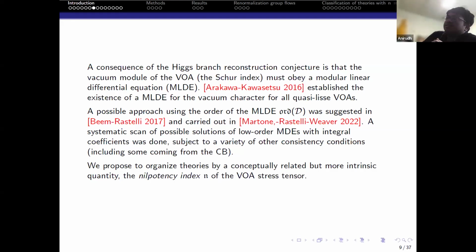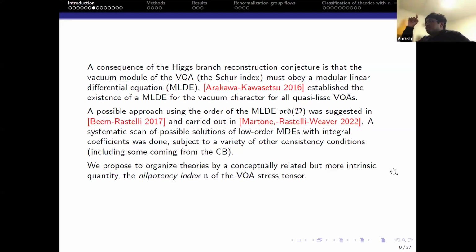So a possible approach for classification would be to arrange theories using the order of these MLDEs. So take the order of the MLDE, then in increasing order of the MLDE, you try to classify theories. This was suggested in a paper by Chris and Leonardo, and this was actually done to some extent by Mario, Chris, and Mitch Weaver in 2022.